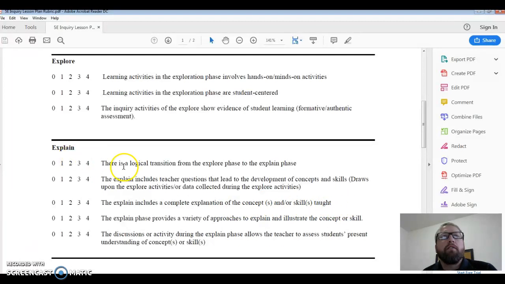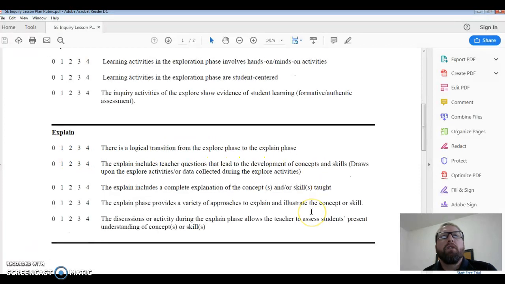Okay, so again, the first thing on the rubric is a logical transition from the Explore to the Explain. Teacher will be using questions to guide student thinking along. So this does not have to be, probably should not be, teacher-centered.